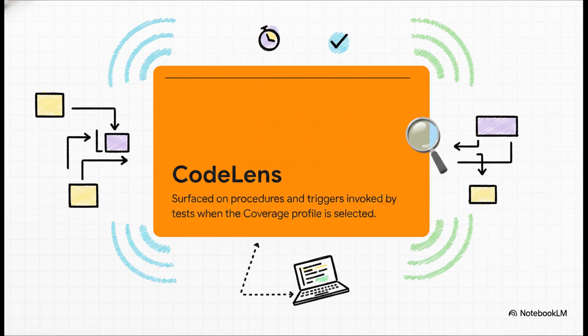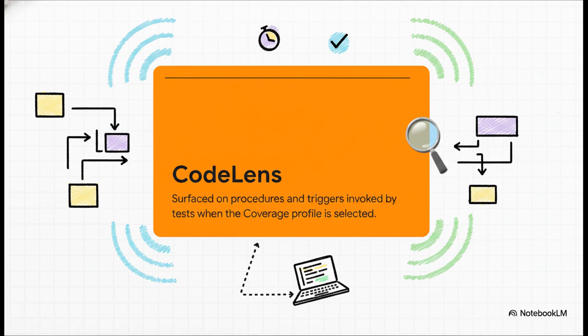Okay, lean in for this one because I'm going to share a massive time-saving pro tip. This is the secret sauce that the senior developers on our team use to move incredibly fast. When you run that coverage profile we just talked about, the test run tracks the exact procedures and triggers invoked by each test. This information surfaces as a new feature called Code Lens.